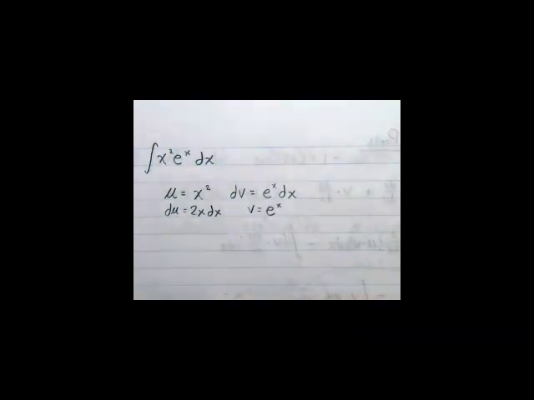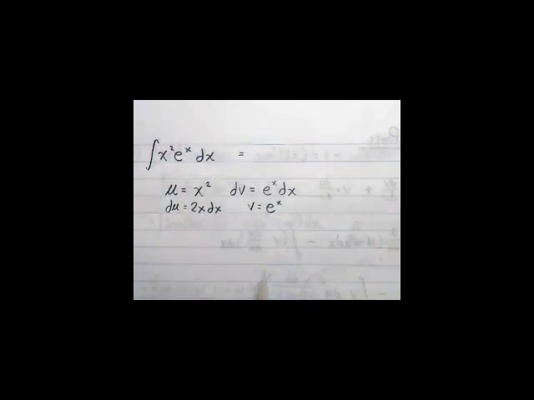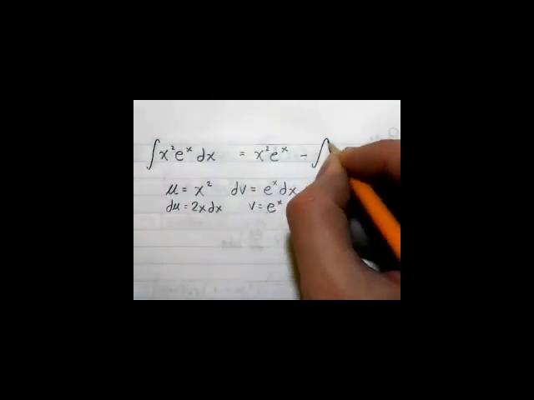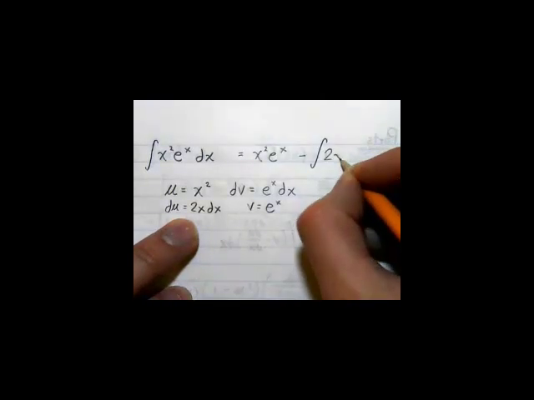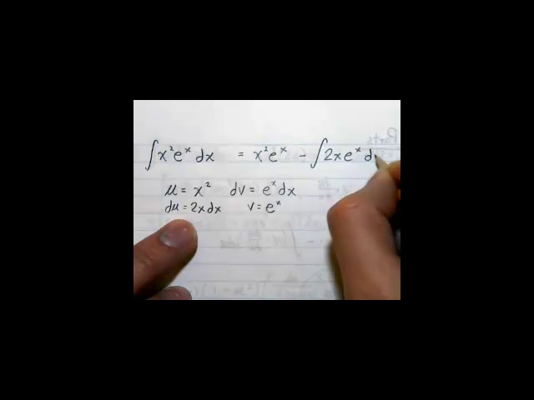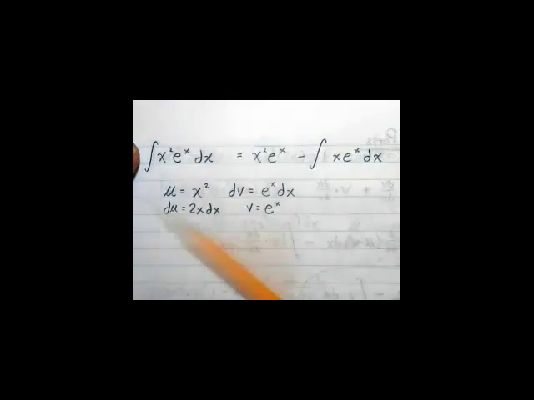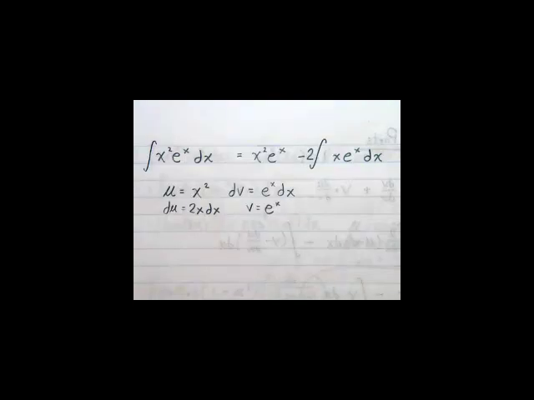So now, if we plug all this stuff back into our formula, it's going to be u times v, right? So x squared e to the x. And then minus the integral of v du. So that would be 2x e to the x dx. I'm just putting the 2x in the front there, but it doesn't really matter. Well, technically, integral x e to the x. Can you do the antiderivative of that?